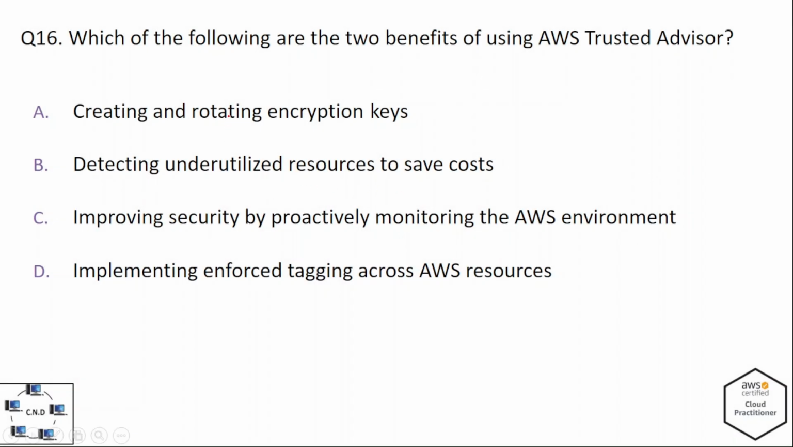Question number 16 is, which of the following are the two benefits of using AWS Trusted Advisor? The options are A. Creating and rotating encryption keys, B. Detecting underutilized resources to save costs, C. Improving security by proactively monitoring the AWS environment, and D. Implementing enforced tagging across AWS resources.